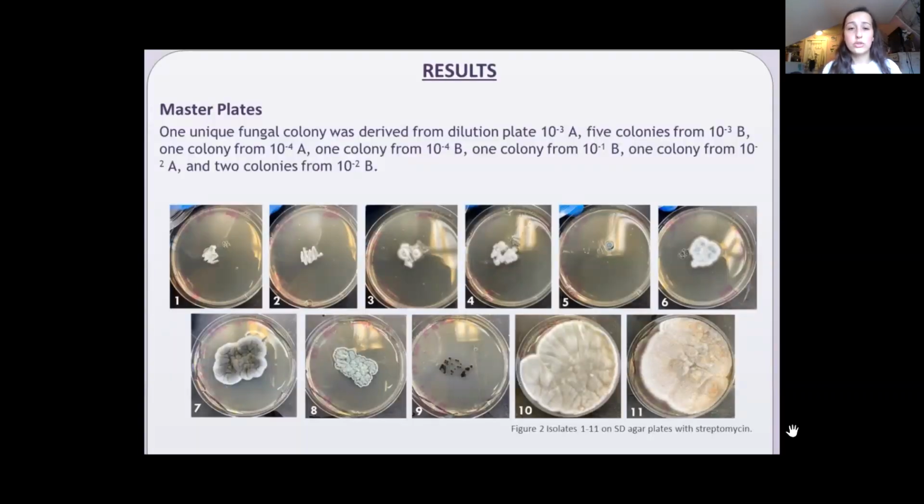11 unique fungal isolates were derived from our dilution plates. Isolates 1 through 4 and 6 were similar in color. Isolates 5 and 7 through 9 were found most unique in their color, shape, and texture, while isolates 10 and 11 had similar cottony top growth, but were different in their color underneath.